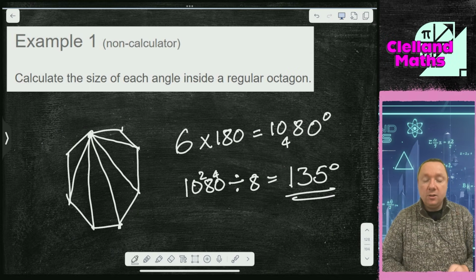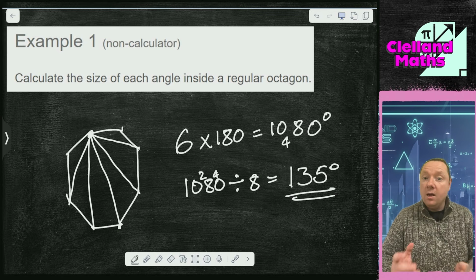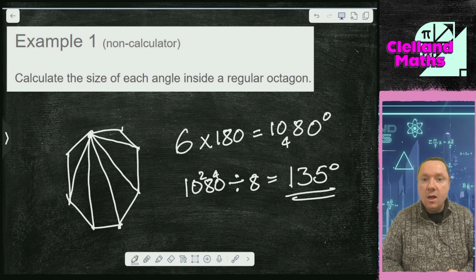And we're done there. This has been Mr. Clelland. Today we did all the angles in polygons in National 5 Maths. Hopefully you found that useful.